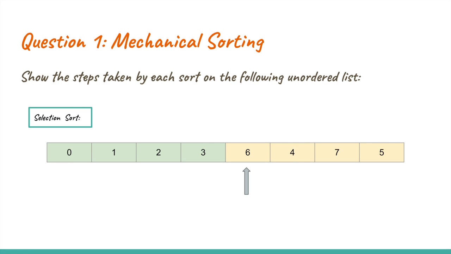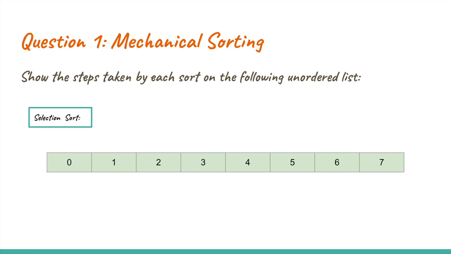Next we see that 4 is the smallest, so we swap it with 6. Okay, 5 is the next smallest, so we swap it with 6. 6 is the next smallest, so we swap it with 7. And at this point there is nothing left to sort, so we are done.